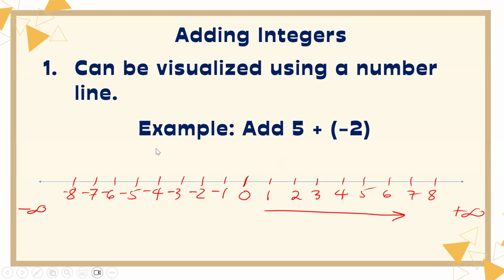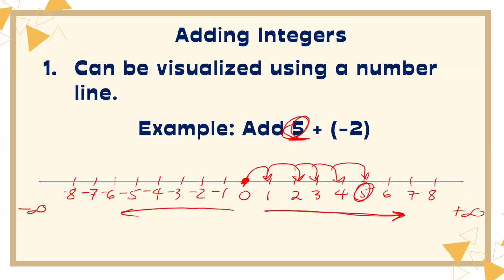Say, for example, we have this question. We're asked to add 5 plus negative 2. When we say positive integers, they're going to the right. Negative integers are going to the left of the number line. So starting from 0, we move to the right 5 times because we're adding 5 first. So we have 1, 2, 3, 4, 5. So we arrive here at 5.